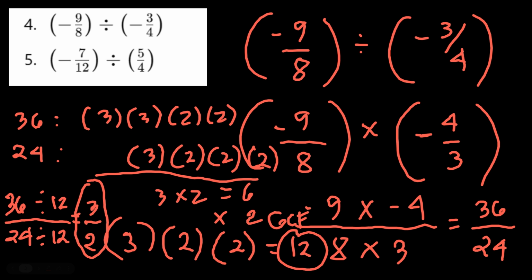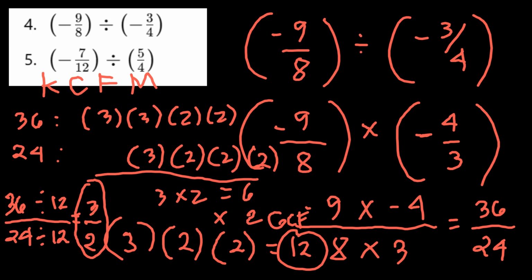Okay. All right. So just always remember that acronym which we just learned. The acronym is KCFM. That means keep the first fraction the same, don't touch it, and then change the division sign to multiplication, just like what we did here.